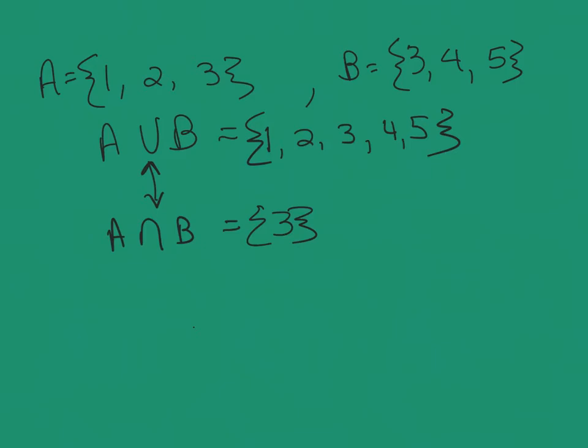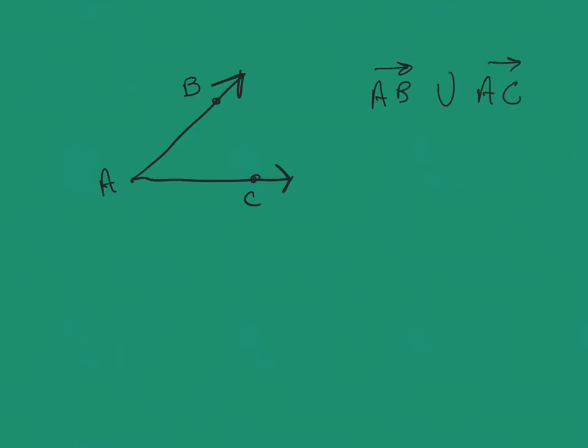Now, that's the way numbers work, and you've probably been exposed to that in earlier math classes. But let's take a look at how that works when we look at geometry. Now imagine we have two rays. This is ray AB, and we also have ray AC. What would we call the union of ray AB when united with ray AC?